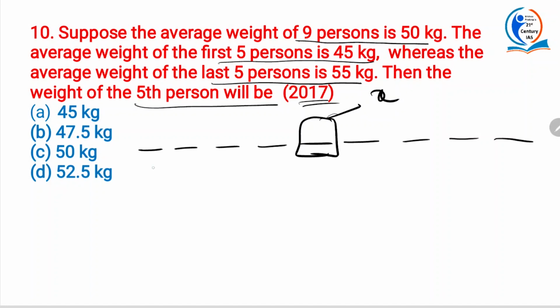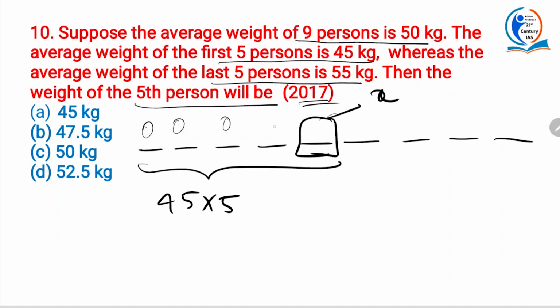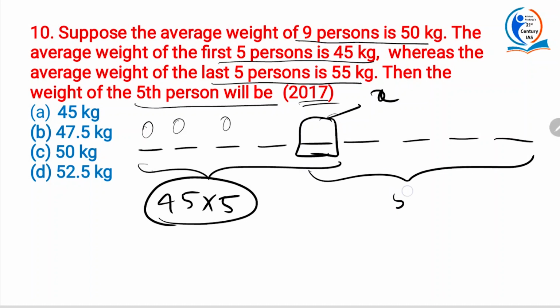Let it be X. And he's saying that the average weight of the first 5 persons is 45. It means the sum of weights of these 5 people is 45 into 5. What is the meaning of the average weight of the first 5 persons being 45? It means that each fellow is weighing 45. So the total weight of the first 5 persons is 45 into 5. And the average weight of the last 5 persons is 55, so the total weight is 55 into 5.